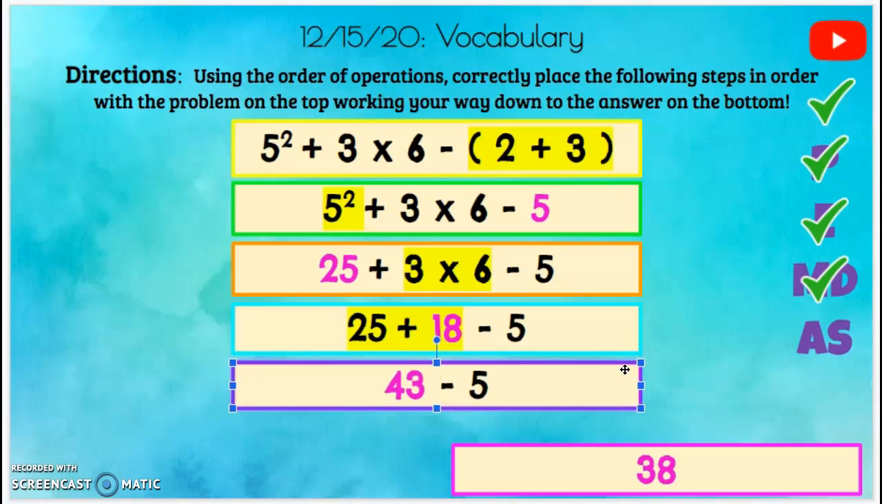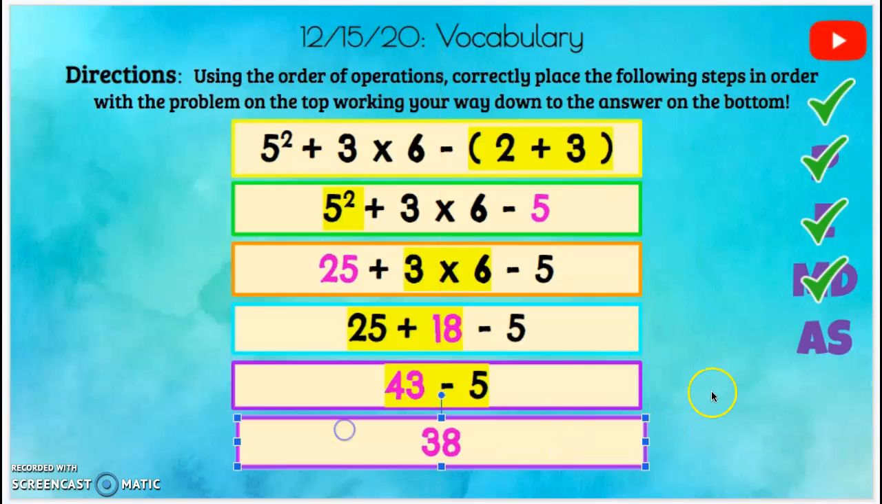And then we're going to have 43 minus 5. It's our last part, our last addition and subtraction. Is the subtraction, because remember we went from left to right. And 43 minus 5 is going to be 38. And then we're done with addition and subtraction, and there you have it. There's your answer. So that is it for our vocab.